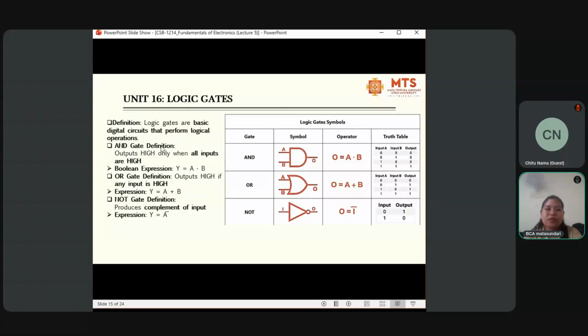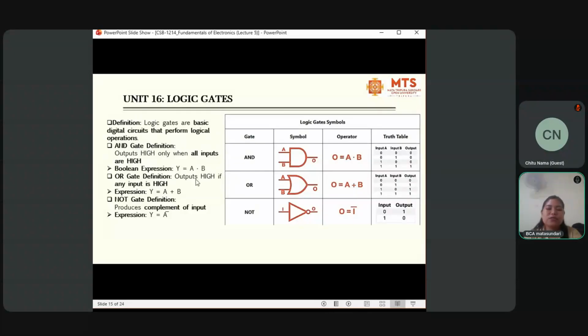So here AND gate definition we have given: outputs high only when all inputs are high. That means if it is 1, then it's always 1. The result will be 1. If 1 multiply 1, it will be 1. So here truth table is given, input A, input B, and this is output. If 0, 0, it will be 0. 0, 1, it will be again 0. 1, 0, 0. 1, 1, 1. So here outputs high only when all inputs are high. So high means 1, 1. Boolean expression Y equal to A dot B, maybe O. Here we can write Y also, O also, anything you prefer.